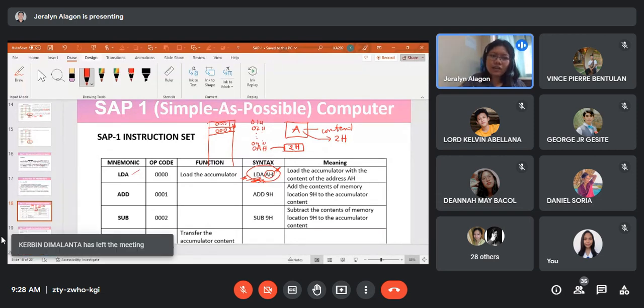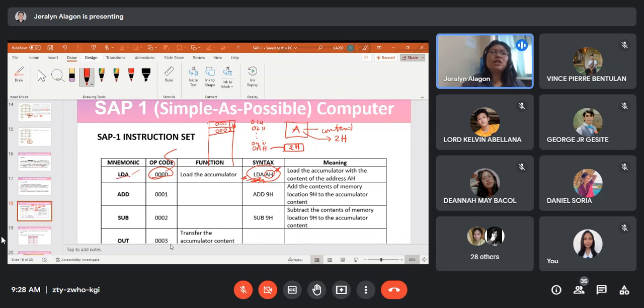Understood? This is called the opcode. The opcode is the equivalent: when the SAP1 computer encounters LDA, it understands it in machine code as equivalent to 0000. What you put in the syntax tells you the opcode. Then what it will do is add the contents of memory location 9AH to the accumulator content. For instance, our accumulator now is 2H, right? 2H.